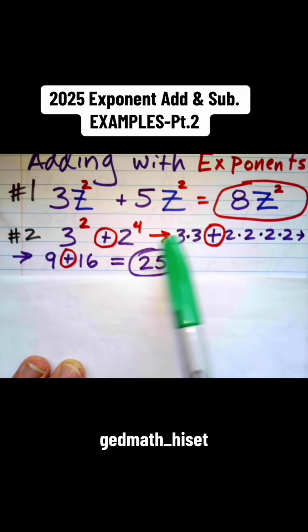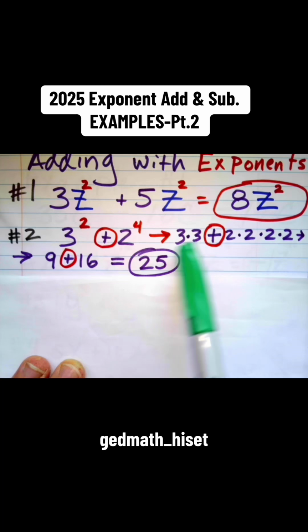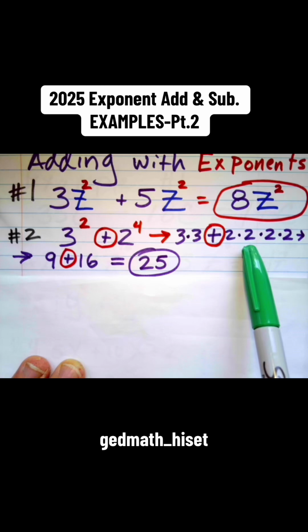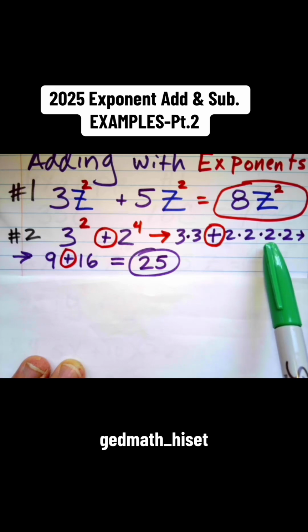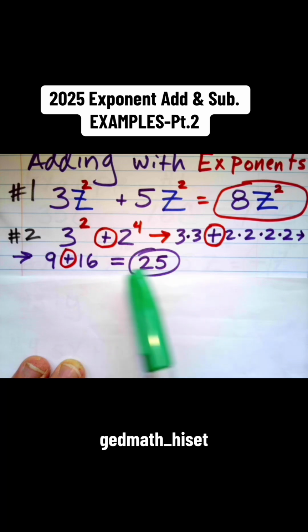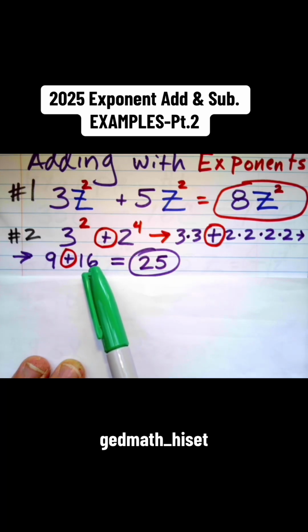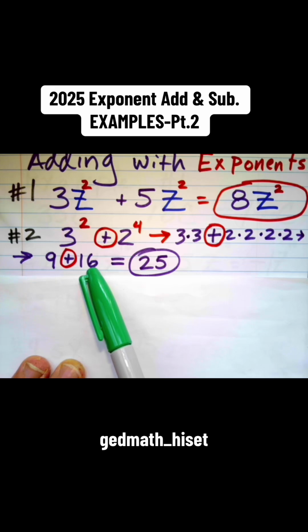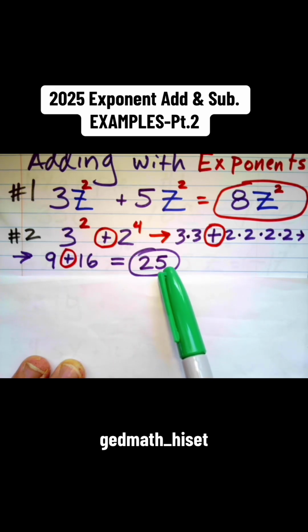So 3 times 3 is 9, plus. I'm just going to rewrite that. 2 times 2 is 4. 4 times 2 is 8. 8 times 2 is 16. So to simplify this further, we can add these two terms together. 9 plus 16 equals 25.